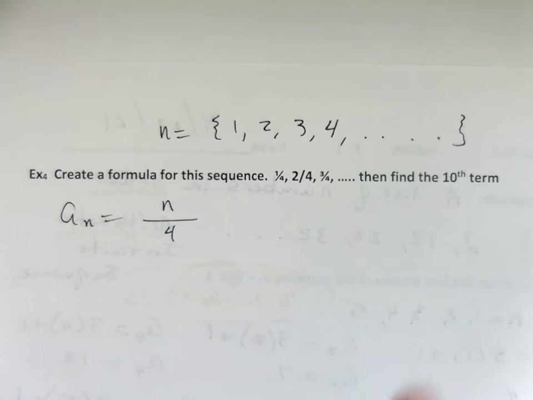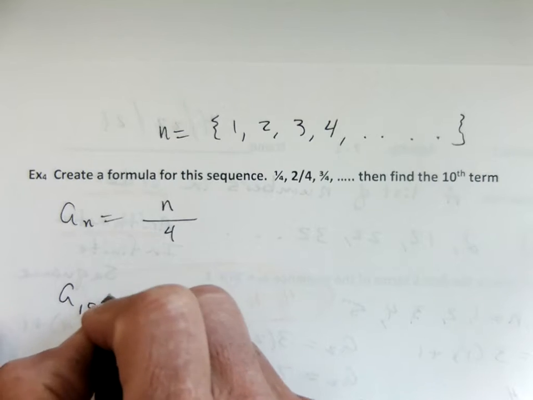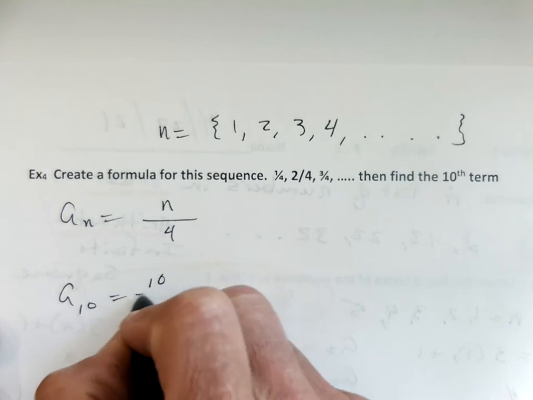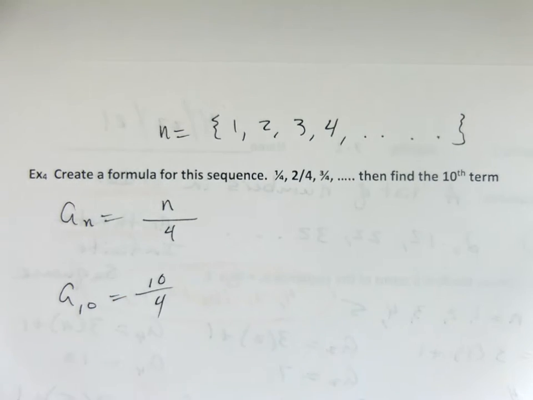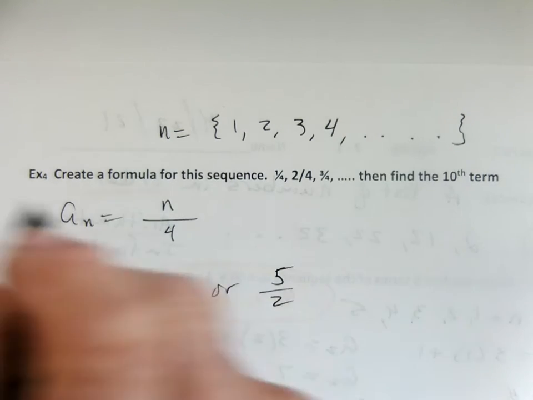So if we want the 10th term, that's easy. We can either just keep making the sequence, or I can choose my formula. Say a of 10 is equal to, well, plug in 10 over 4, or 5/2 if I reduce it, okay?